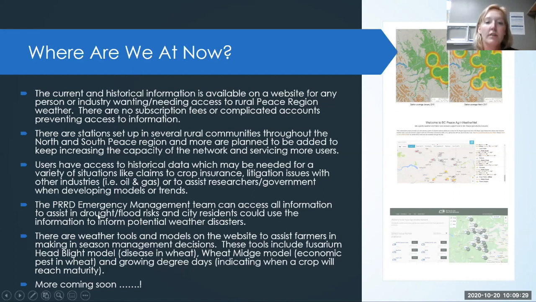Our regional district emergency management team has access to the information for drought or flood risks, and they've actually added a couple of stations into areas that they were concerned about. And then just going on to what Andy's going to talk about, there are weather tools and models on the website to assist farmers and producers in making in-season management decisions. So we'll stop it there and pass it over to Andy to share what those are.